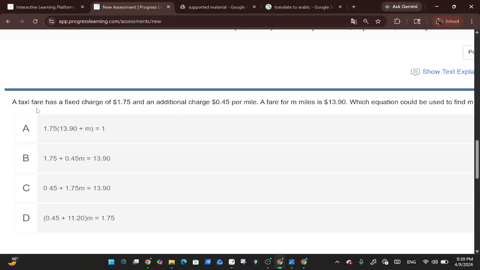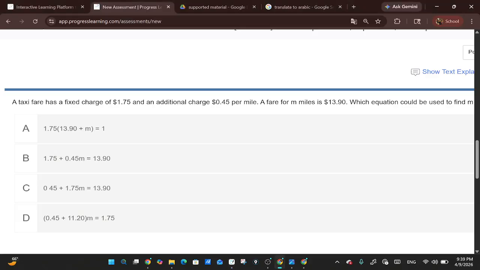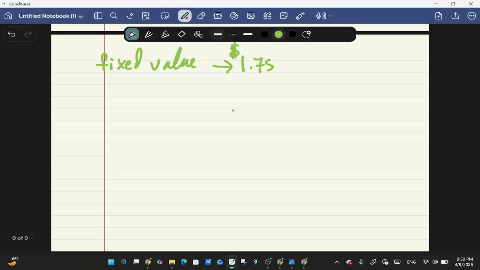In this question, a taxi fare has a fixed charge of 1.75. So all the time, when we are talking about the fixed value, especially when we are talking about the equation, the fixed value, which is in this case 1.75, of course here in this example $1.75. So we can start with this, and an additional charge which is $0.45 per mile.